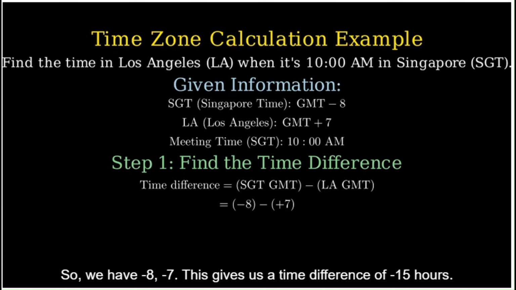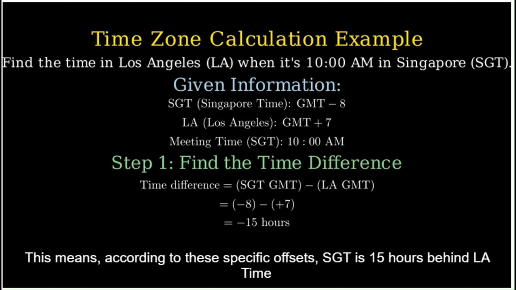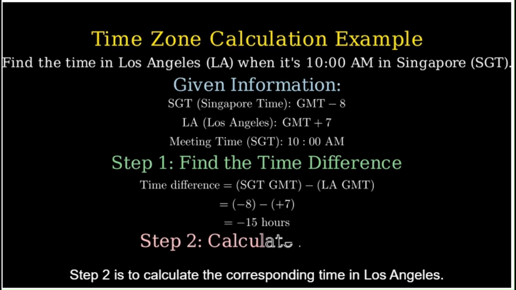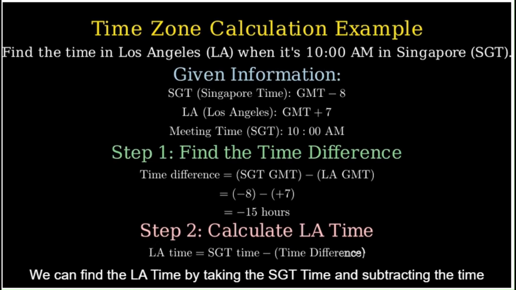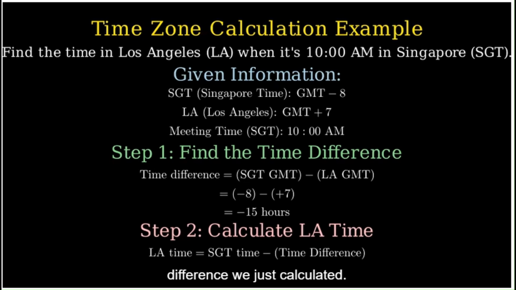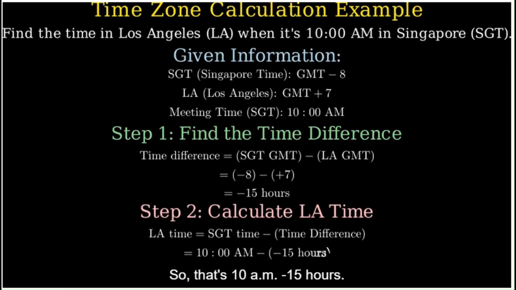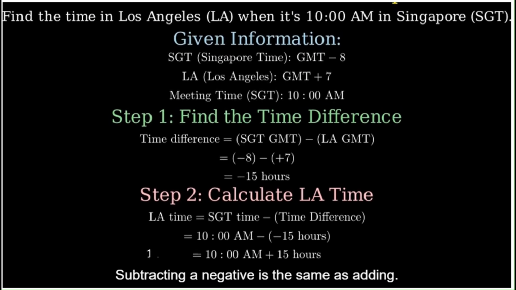So, we have minus 8 minus positive 7. This gives us a time difference of minus 15 hours. This means, according to these specific offsets, SGT is 15 hours behind LA time. Step 2 is to calculate the corresponding time in Los Angeles. We can find the LA time by taking the SGT time and subtracting the time difference we just calculated. So, that's 10 a.m. minus negative 15 hours. Subtracting a negative is the same as adding.